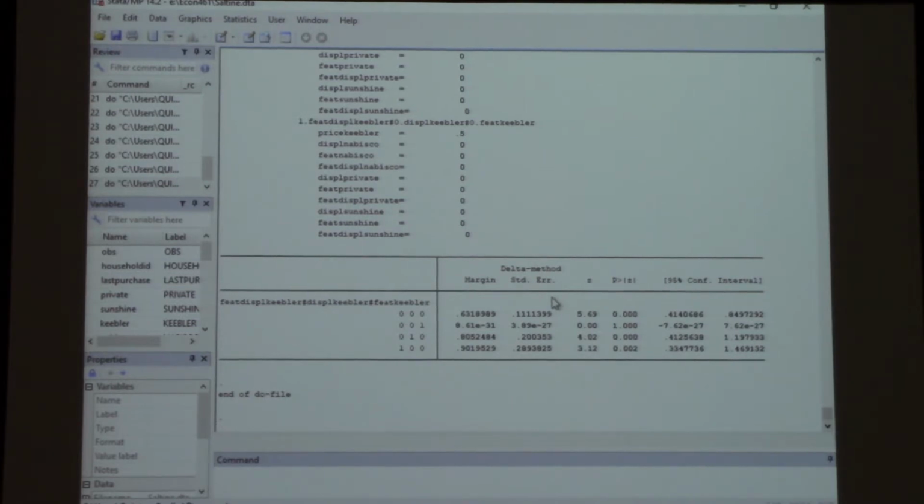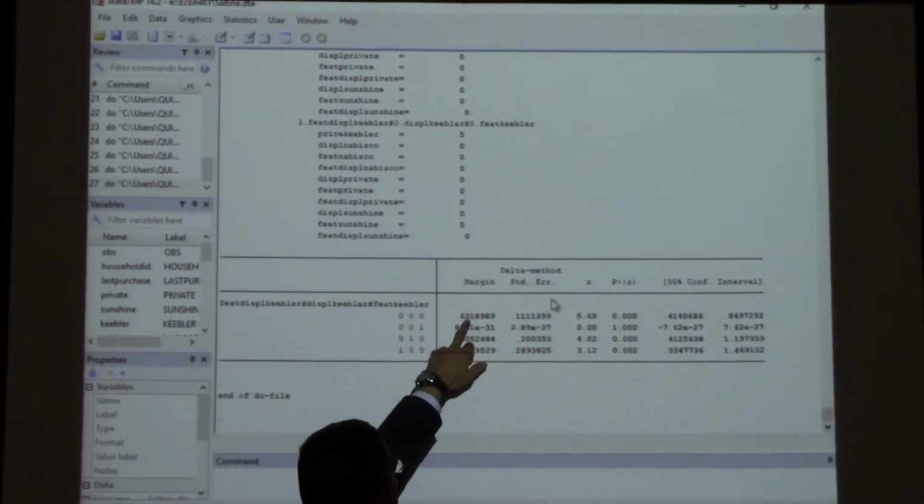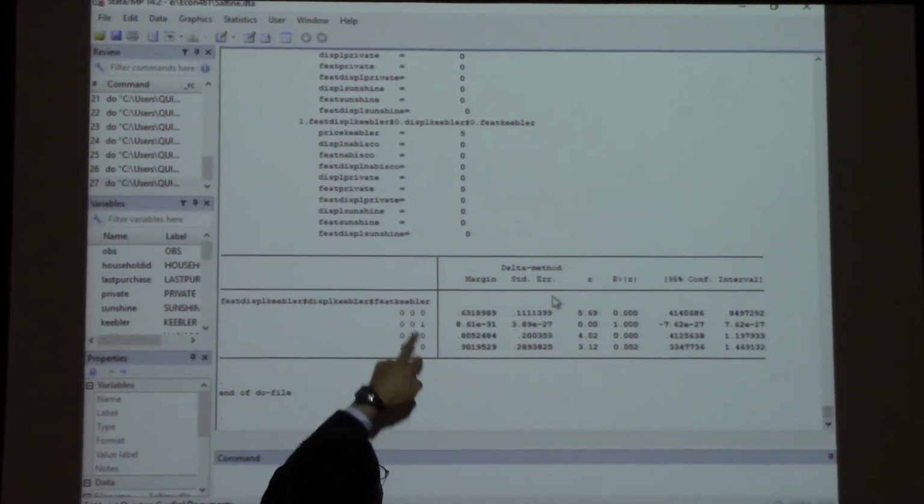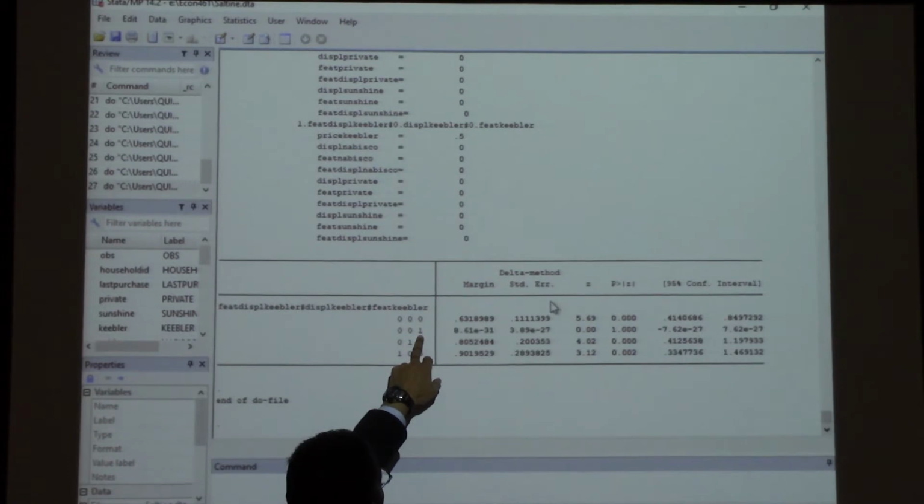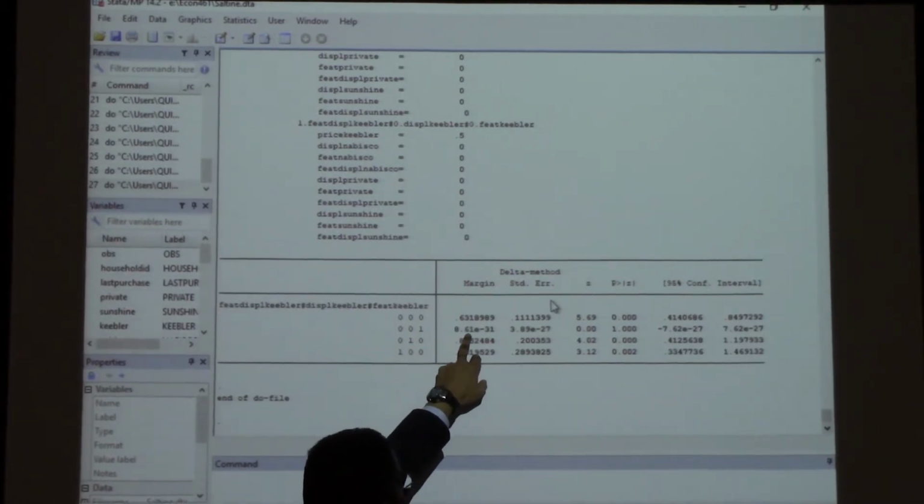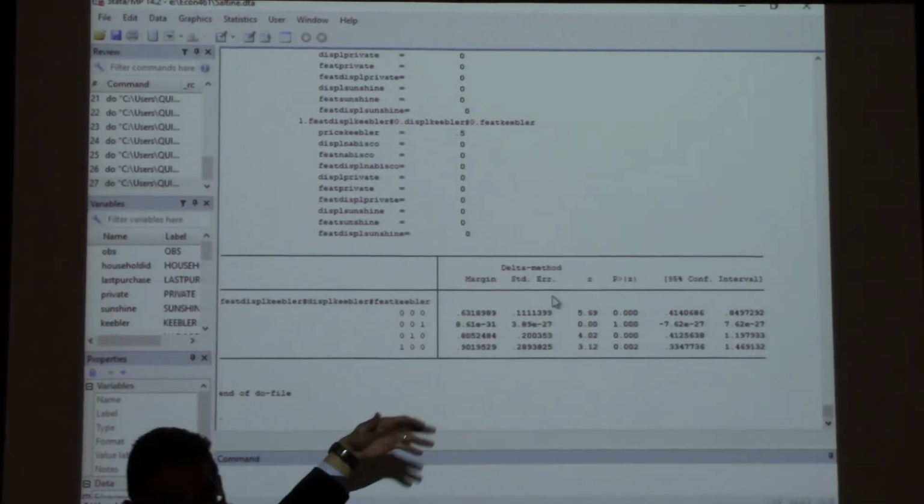63%. When it's on feature, it's going to be something really, really small. Does that make sense? When it's on feature, so the probability of choosing Keebler when it's 50 cents is 63%, which is pretty high. But when it's on feature, when this is 1, you get this really tiny number, which is essentially 0. Does that make any sense?